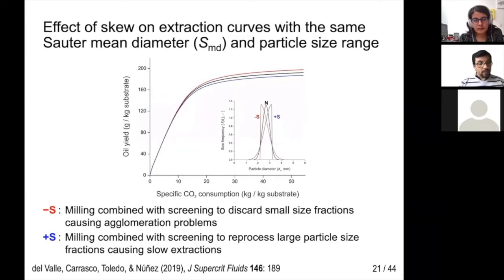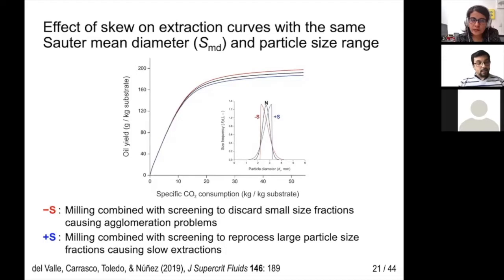We also compared the cumulative extraction curves of packed beds with a particle size distribution, considering a normal distribution, a positively skewed normal distribution, and a negatively skewed normal distribution, all with the same Sauter mean diameter. A positively skewed distribution represents the physical case where the packed bed is formed by particles retained by a sieve. This case results in slow extractions.